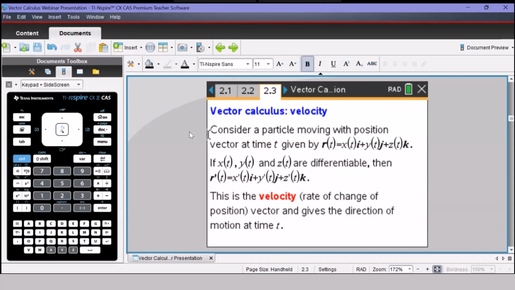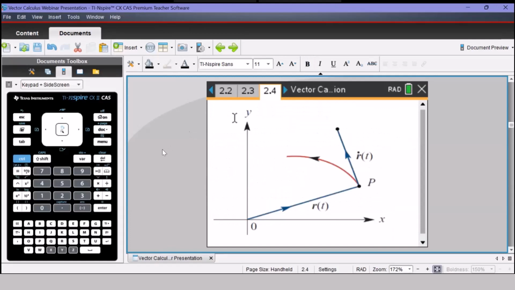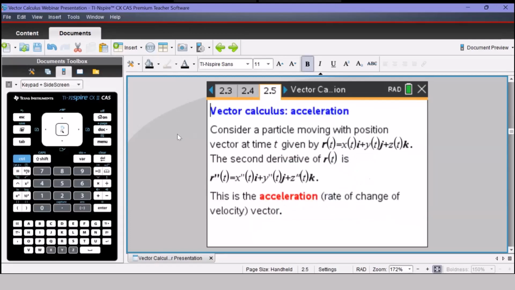This is the velocity or the rate of change of position vector, and importantly, it gives the direction of motion at any time t. And there's a lovely example of that, that at point P we can see there the velocity vector r dot of t. It's specifying the direction of the particle at that particular instant in time.